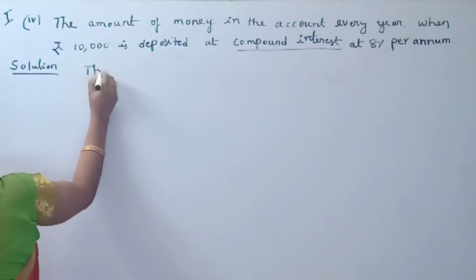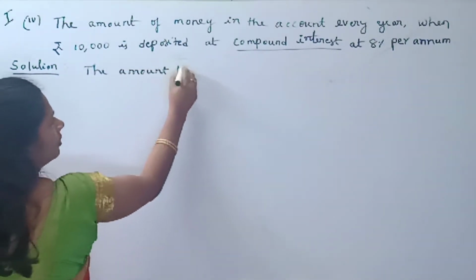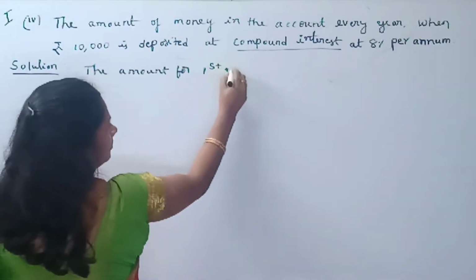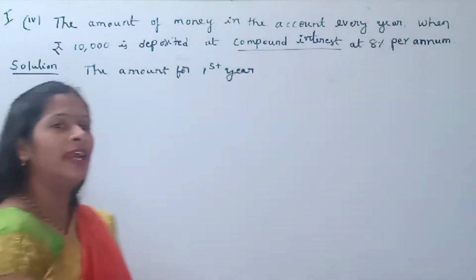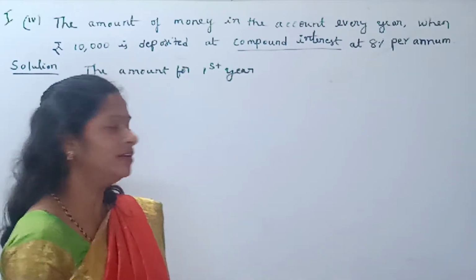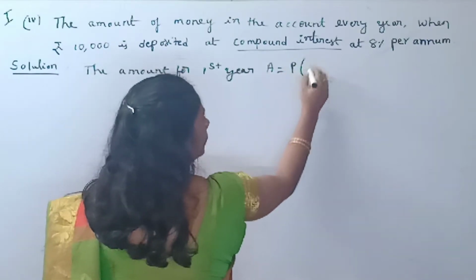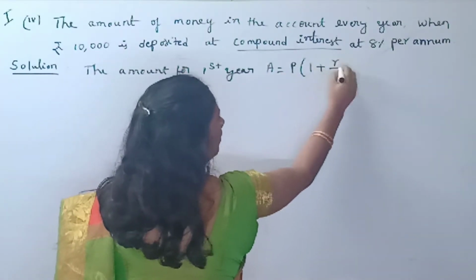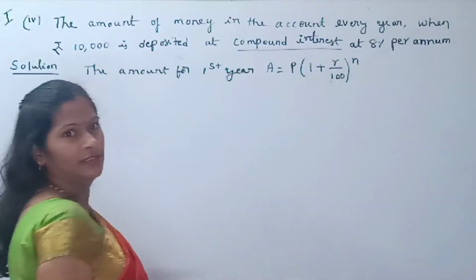The amount for the first year. How will you calculate the amount, children? So you should remember one formula, that is A is equal to P into (1 plus R by 100) whole to the power N. Is it clear?